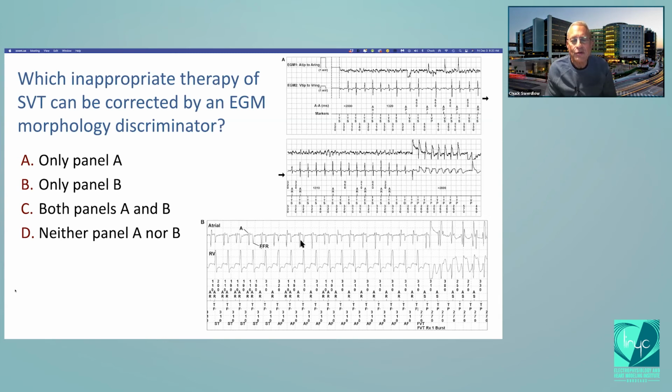Let's go to the lower channel. What about the lower tracing? Here's the marker channel. Is atrial sensing appropriate? Is there oversensing or undersensing?